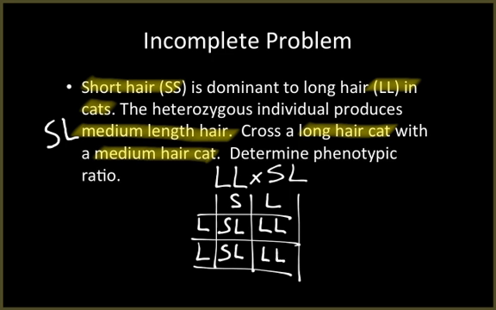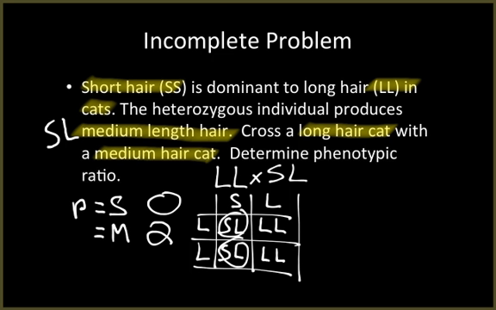Now, it asks us to determine the phenotypic ratio. So we need to think, how many of these individuals are going to have short hair? And remember, in order to have short hair, we must be SS. So we're going to have 0 that are short. How many will have medium-length hair? 2, right? Because S and L, these two individuals, are heterozygous. They have one short allele and one long allele, and so they're going to express the one in the middle. Long hair, 2, right? Because these will express long hair.